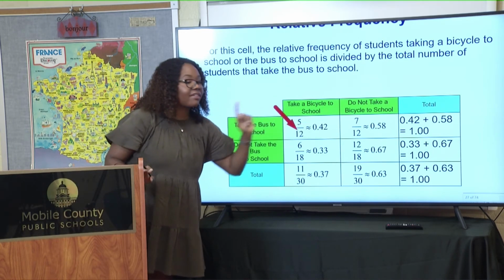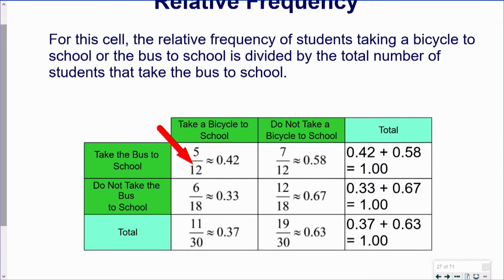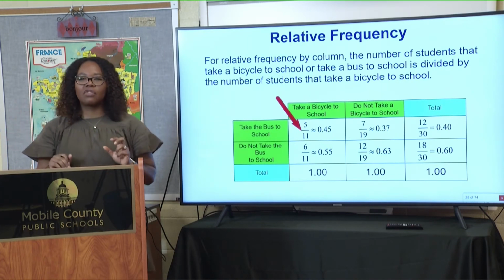5 plus 7 is 12. So 5 out of 12 students take a bus to school or a bike out of the total number of students that take a bus to school. 5/12 can be converted to 0.42, which as a percentage is 42%. And don't worry, if that was a little hazy, I'm going to look over it again with you.